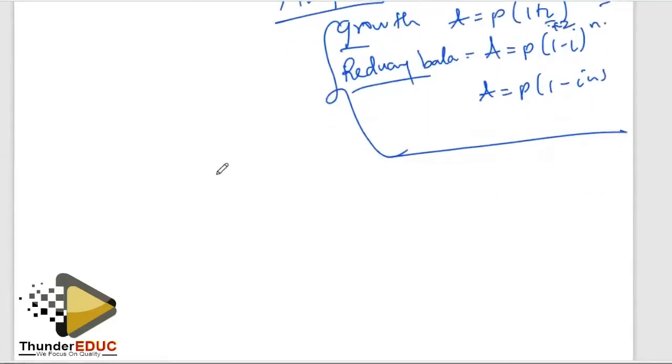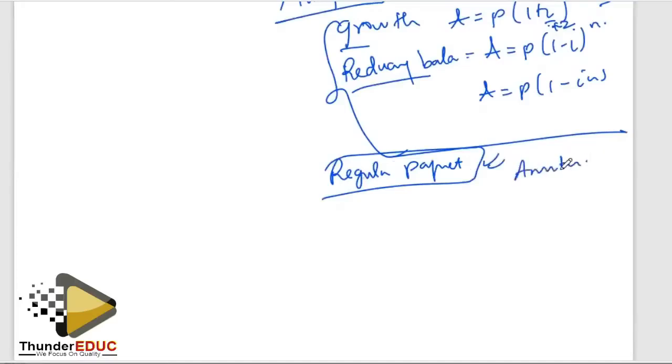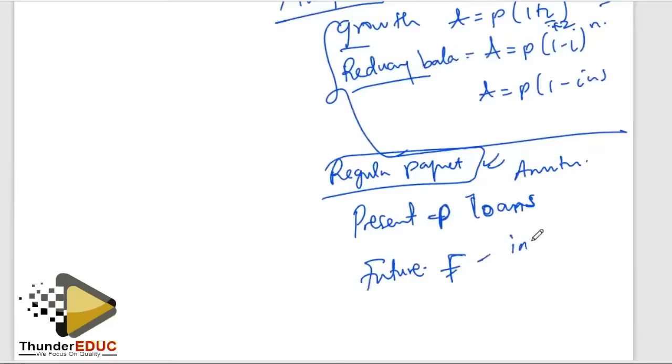Then if we're dealing with payments that are regular, either you're going to pay them monthly, quarterly, half yearly, and so on. These are what we call the annuities. So we have two. We have what we call the present annuity. This present deals with the loans. If you borrow money and you have to pay it back, that's present. Then we also have the future, which is F. This deals with investments. And then what we call the sinking funds.